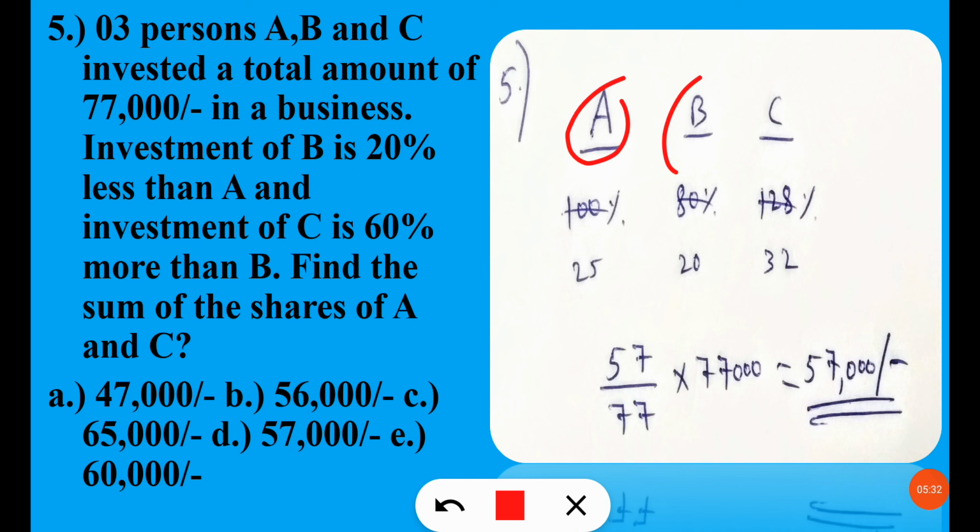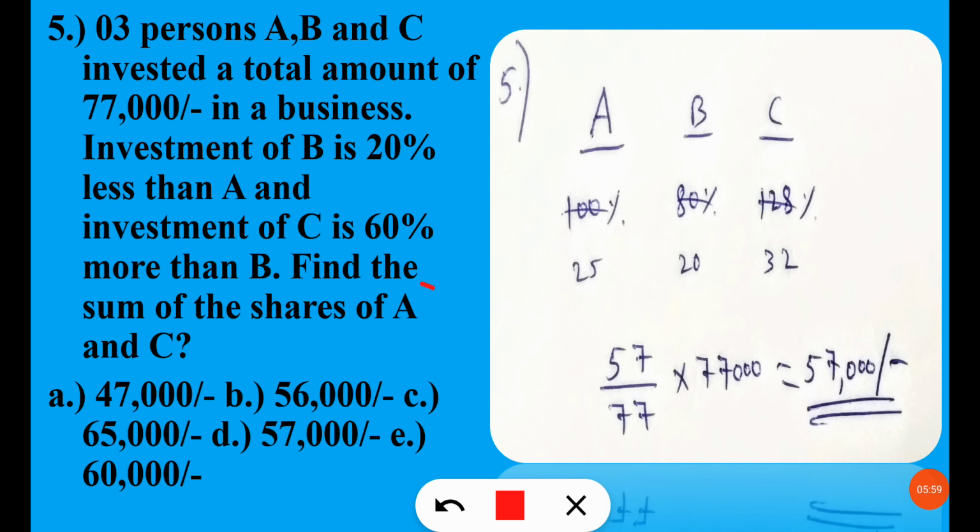There are 3 people, A, B and C. A's investment is 100%, let us consider. B's investment is 20% less than the 100%, that is 80%, and C's investment is 60% more than B's investment. So 60% of 80% is 48%, so C is 80 plus 48 equals 128%. Cancelling with 4, the ratio becomes 25, 20, 32.